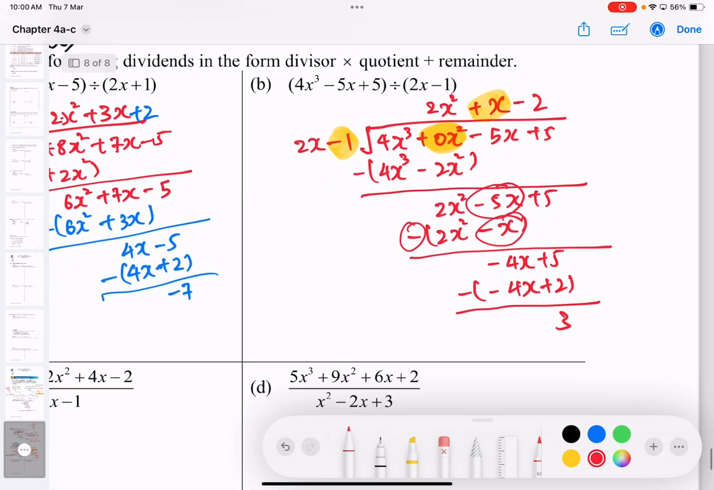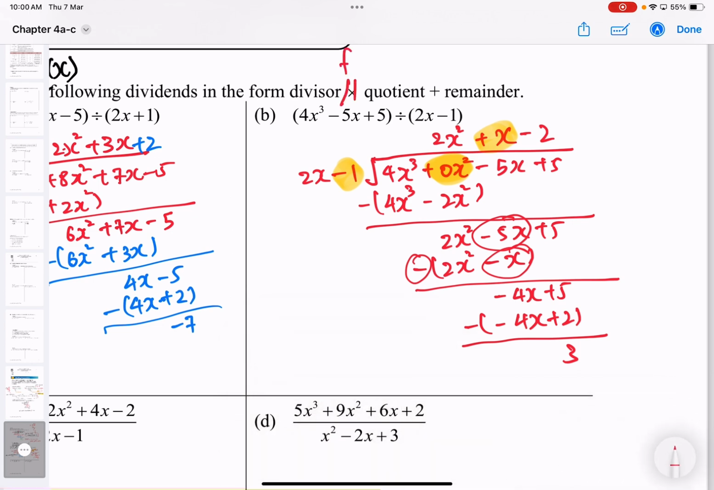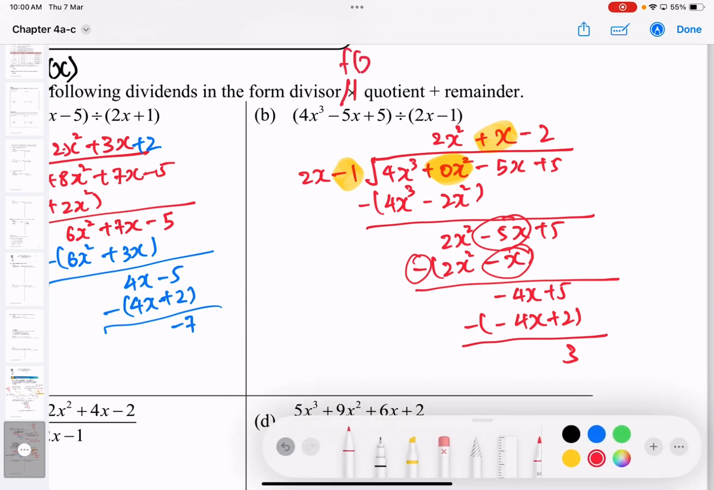Okay, so let's rewrite this in our format. Like I said, this thing is our f(x), our function f(x).